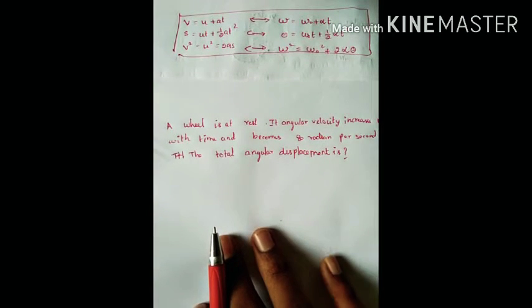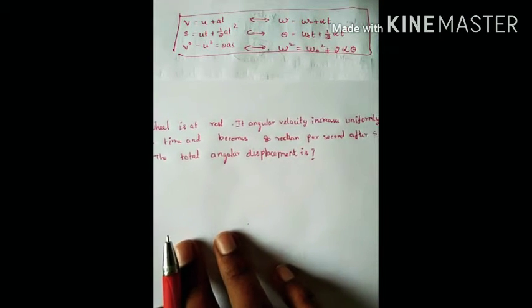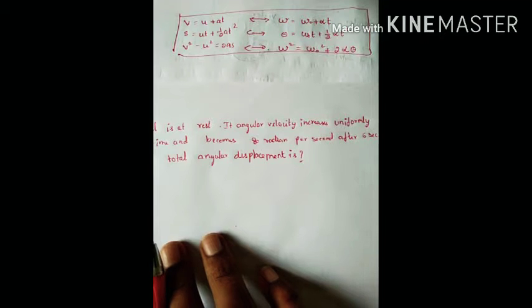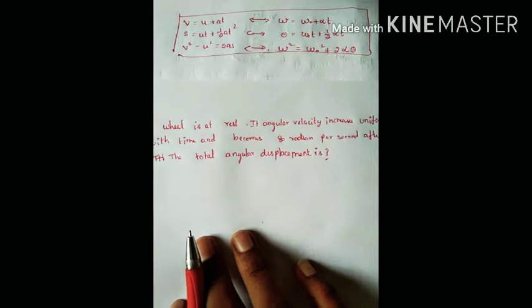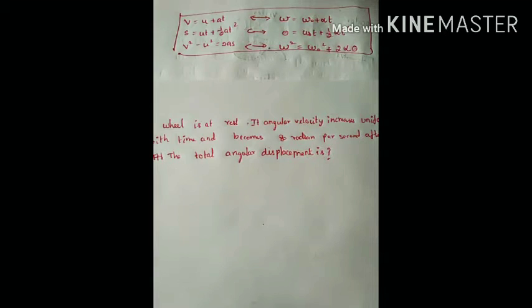A wheel is at rest. Its angular velocity increases uniformly with time and becomes 80 radian per second after 5 seconds. The total angular displacement is what? This is the question. Let's see what the given values are.